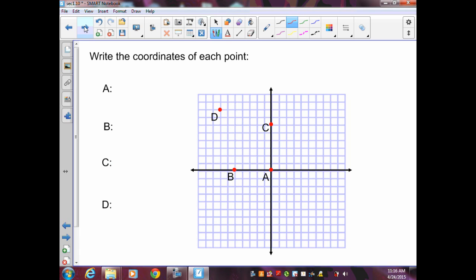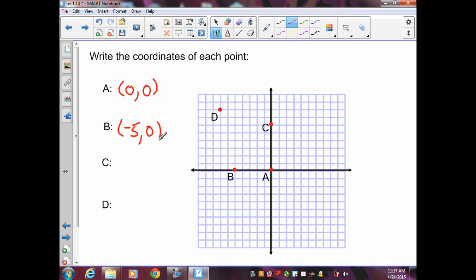The next example, write the coordinates of each point. Here I have point A. Point A is at the origin. That is 0, 0 for the x and y coordinate. Point B is on the horizontal axis. I'm going to count to the left of the origin. 1, 2, 3, 4, 5, negative 5, and it does not move up or down, so my y-coordinate is 0.